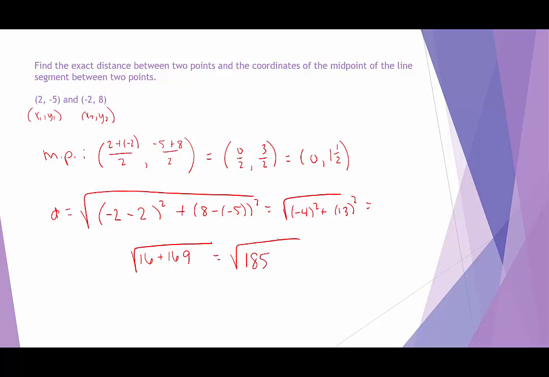185, I don't believe, has any perfect square factors. 4 doesn't go into it, 9 doesn't go into it, 16 wouldn't go into it, 25 doesn't go into it, 36 doesn't go into it, 49 doesn't go into it, after 49 would be 64, no. 81, no. So this is going to be our distance. So the distance is going to be the square root of 185.